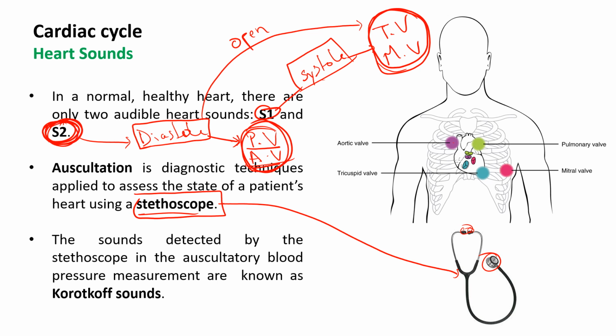Again, these two valves usually close and open synchronically, so most of the time we only hear S1 and S2, the sounds that we can hear with the stethoscope. But especially when we use the stethoscope to listen to the blood pressure, the sounds are called the Korotkoff sounds. These are the ones that we can hear using the stethoscope, most importantly when we check blood pressure. I'm going to talk about that later when we review the cardiovascular system and the blood vessels, arteries.